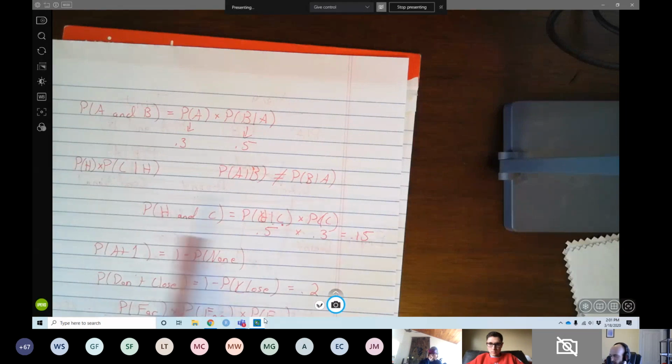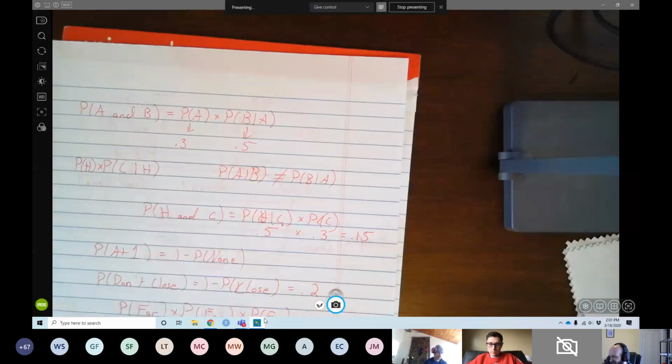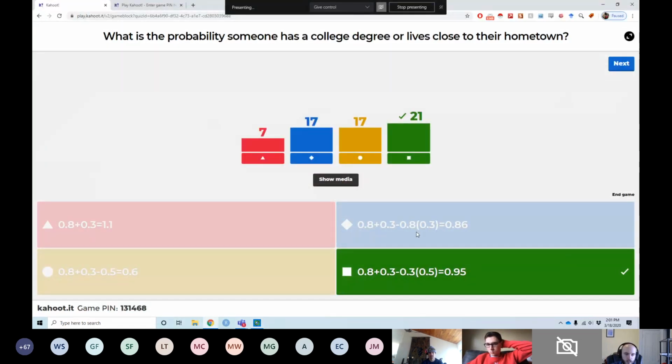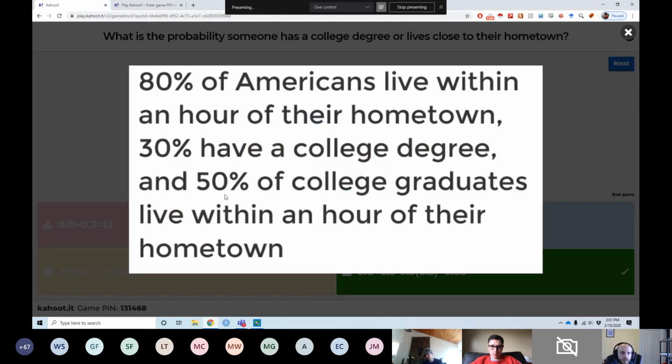And so in order to find a joint probability like this, I have to give you one of three things. I have to give you a way of knowing that they're independent, because if they're independent, you can do what a lot of you just did and multiply the two events together. So if having a college degree versus living far away were independent of one another, you can just multiply them together. However, if they're not independent, I either have to give you the conditional probability, which I gave you here. So 50% of college graduates, so conditional that they graduate from college, there's a 50% chance they live close to home, or I just give you the joint probability overall.